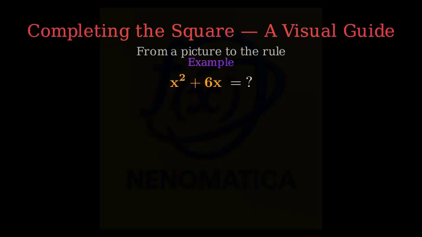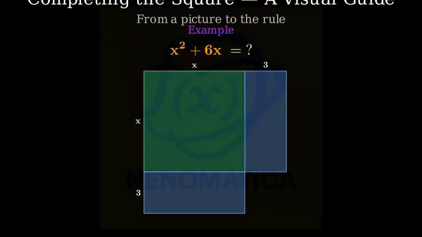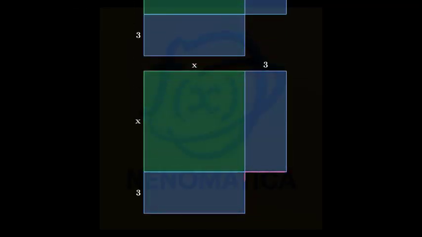Draw the picture of x squared plus 6x. Imagine a large square of side x. Now attach two rectangles, each with one side x and the other side 3. Together they represent 6x. Notice the shape almost becomes a larger square of side x plus 3, but it is missing a small 3 by 3 square in the corner. That missing piece has area 9, so add 9 to complete the square.